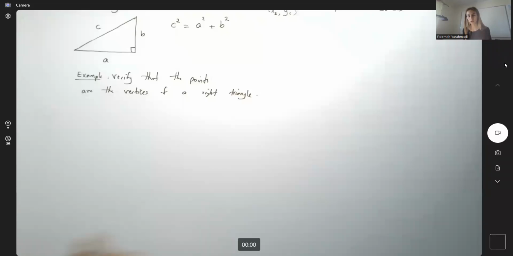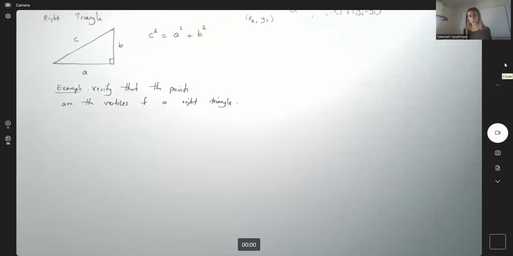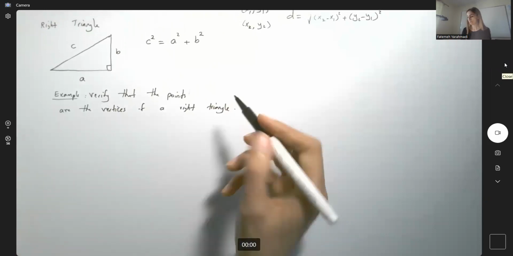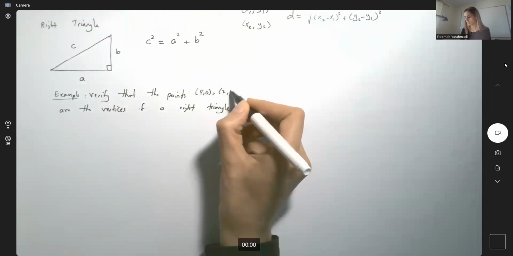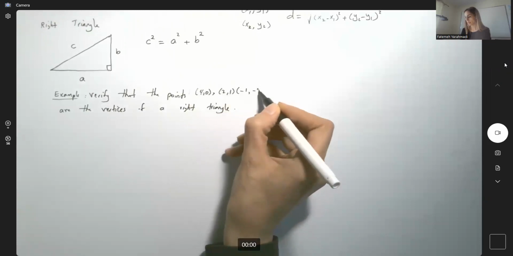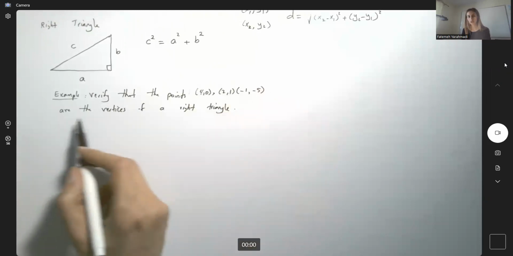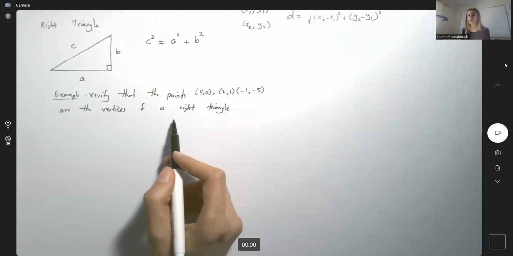Very good. So another example. This example says verify that the points (4, 0), (2, 1), and (-1, -5) are actually the vertices of a right triangle.